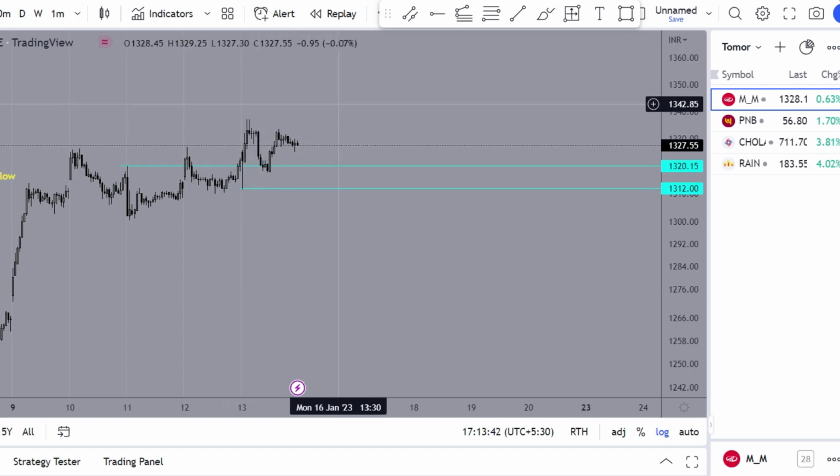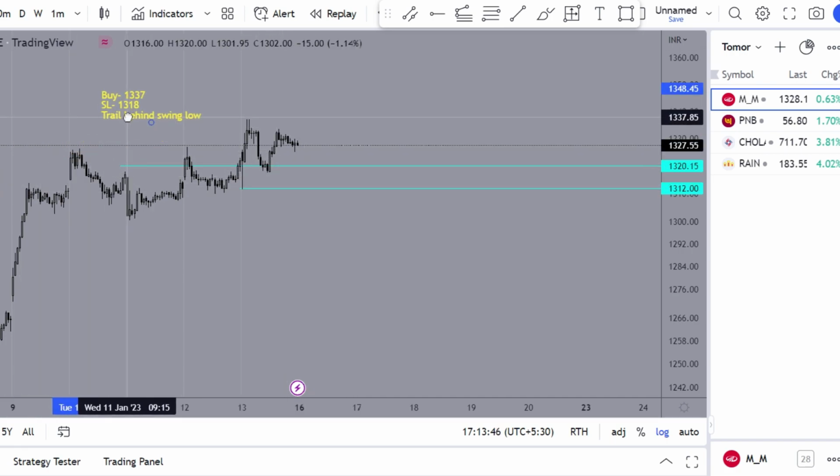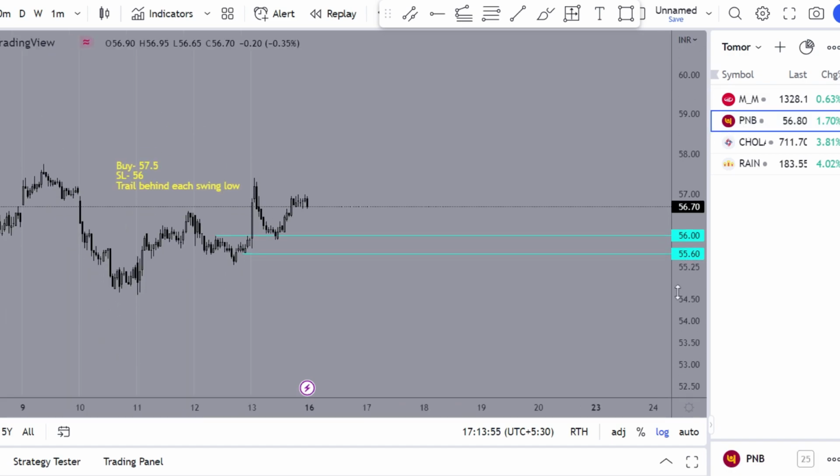And if it is able to go upside, you will be keeping the trailing stop loss simply behind the swing low. For new positions, buy above 1337 with a stop loss of 1318. This is M&M.